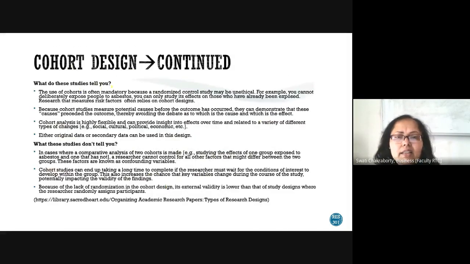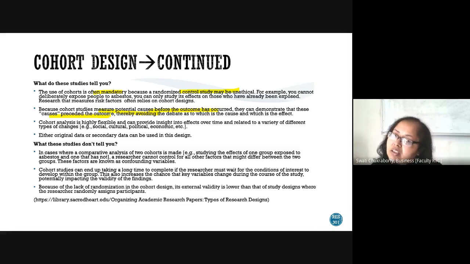These studies actually tell us quite a lot of things. The use of these studies is often mandatory. Why? Because a randomized control study may be unethical, right? For example, you cannot deliberately expose people to asbestos. You can only study its effect on those who have been exposed, right? And because these studies measure the potential causes before the outcome has occurred, they can demonstrate that these causes are preceding the outcome.